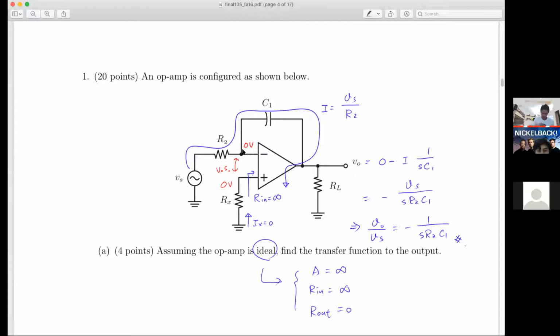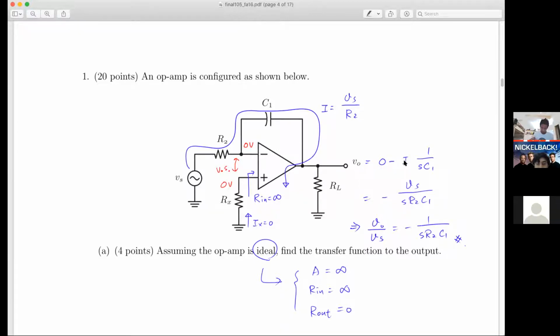Next, we can calculate the current flowing from the voltage source through R2 and C1 and back to the op-amp. The current is equal to Vs over R2. Therefore, Vout is equal to 0 minus I times the impedance of C1, because the voltage here is 0. The current flowing through the capacitance generates an IR drop of I times 1 over SC1. So the transfer function is very simple: it equals minus 1 over S R2 C1.